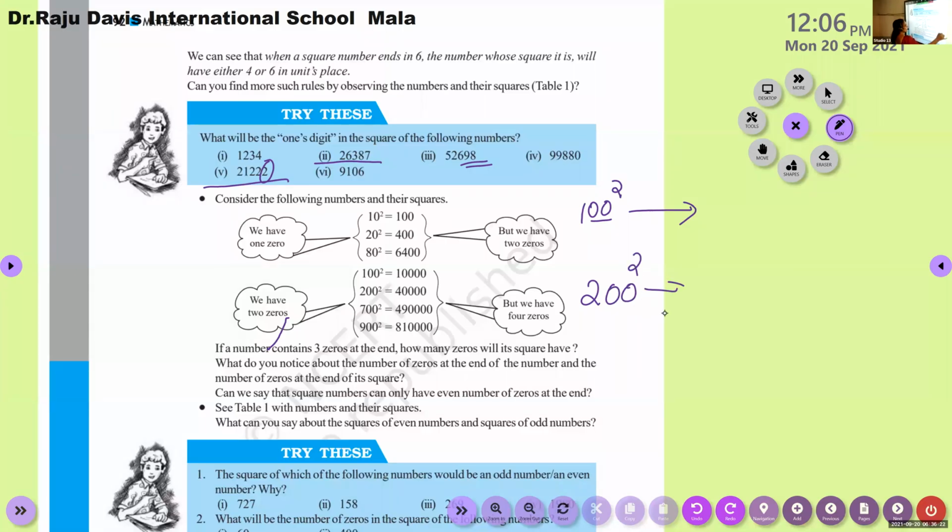So in 200 square, how many zeros, Albin? 4. Very good. There are 4 zeros in 200 square. So in 900 square, how many zeros will be there? Albin, say. Ashwin, how many zeros are there in 900 square? 4 zeros. Okay.